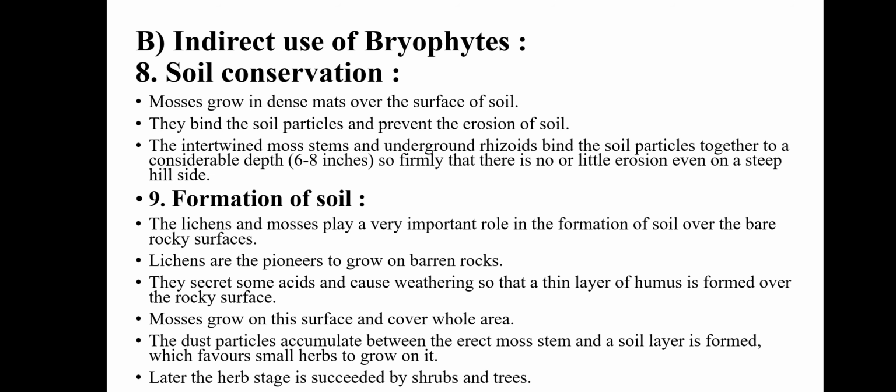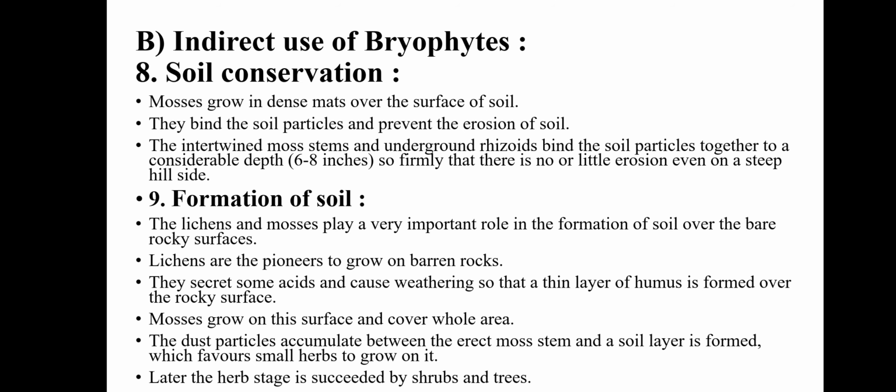For example, in soil conservation, mosses grow in dense mat over the surface of soil. They bind the soil particles and prevent the erosion or destruction of the upper layer of soil. Then formation of soil. The lichen and moss play an important role in formation of soil over the bare rocky surface. Lichens are pioneers to grow on barren rocks. They secrete some acid and cause weathering so that a thin layer of humus is formed over that rocky surface. Mosses grow on this surface and cover the whole area.